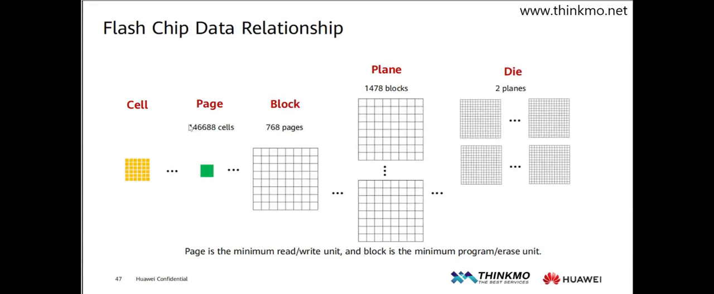Here, this is essentially its basic composition, with the smallest unit being a cell. Starting from a cell, there are a total of 146,688 cells. These cells can be configured to form a page. This is equivalent to combining many small storage units, according to certain rules, to form a larger storage area. This configuration is actually a larger storage area, which includes 146,000 cells. This is the relationship between them.